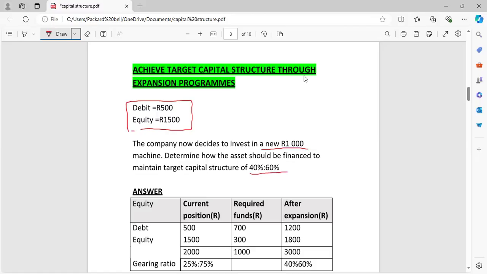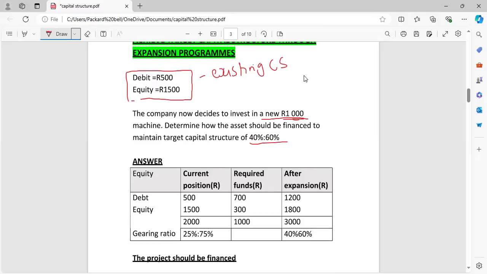So if the question says this is our existing capital structure, this is our existing capital structure. Then you now have a project that needs to be financed for 1,000. So the first thing that you do is to go and add up your existing capital structure. Then it gives you a total. Let's look at what is done here. Because here they say determine how the asset should be financed to maintain the target capital structure. The target capital structure is 40%.